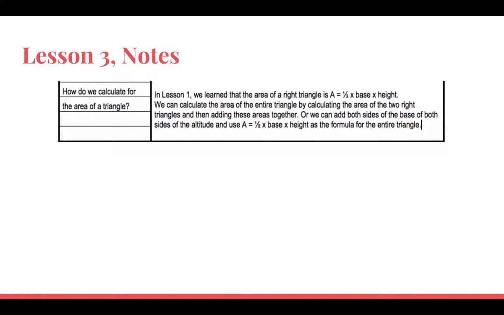So how do we calculate the area of a triangle? In Lesson 1, we learned that the area of a right triangle is A equals 1/2 times base times height. We can calculate the area of the entire triangle by calculating the area of the two right triangles and then adding these areas together, or we can add both sides of the base, on both sides of the altitude, and use 1/2 times base times height as the formula for the entire triangle. Pause right here and make sure you copy that, because you will definitely need that information as you move on.